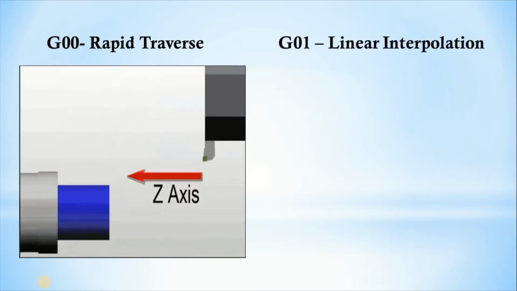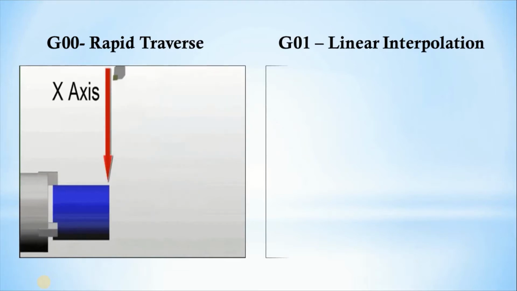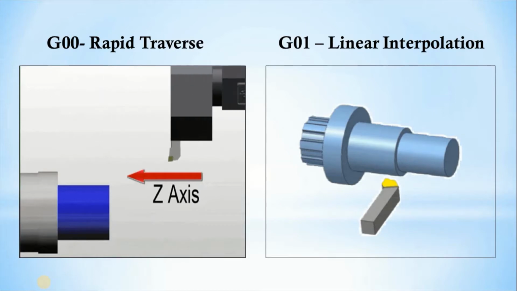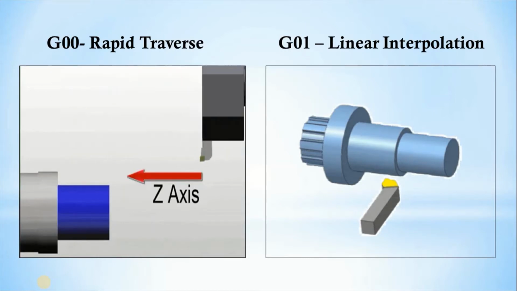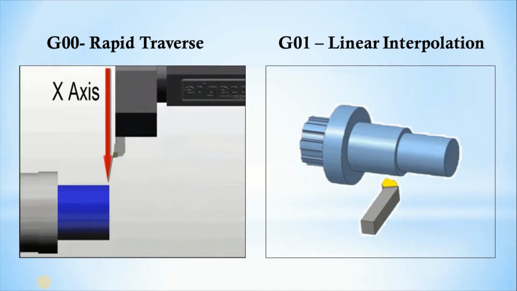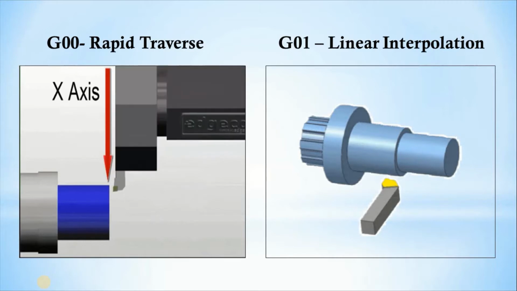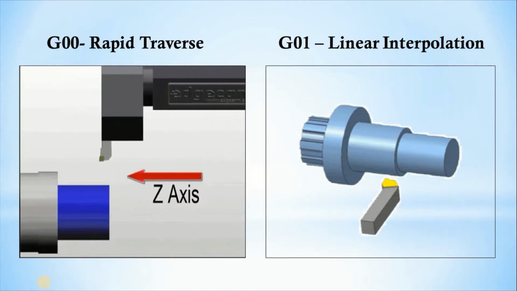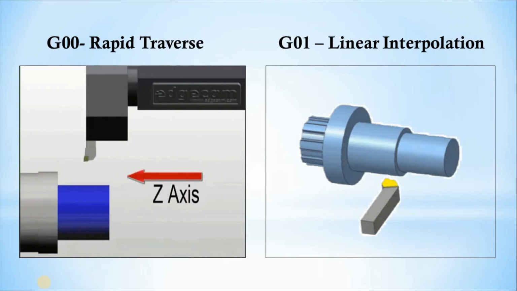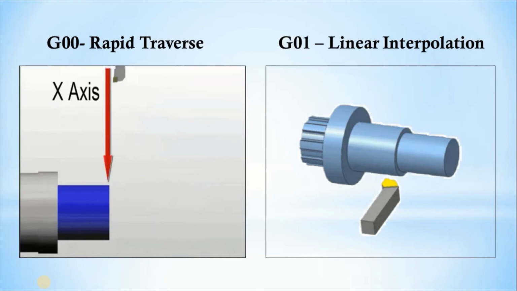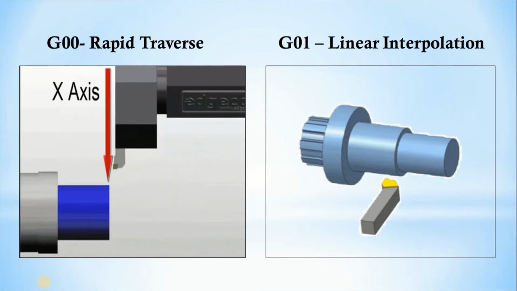Then next is G01, that is linear interpolation. Whenever the tool is required to travel in a straight line path, G01 is used. So there is a difference: rapid traverse G00 is at maximum velocity without removing any material, and when we have to move the tool in a linear path, we use the G01 code.